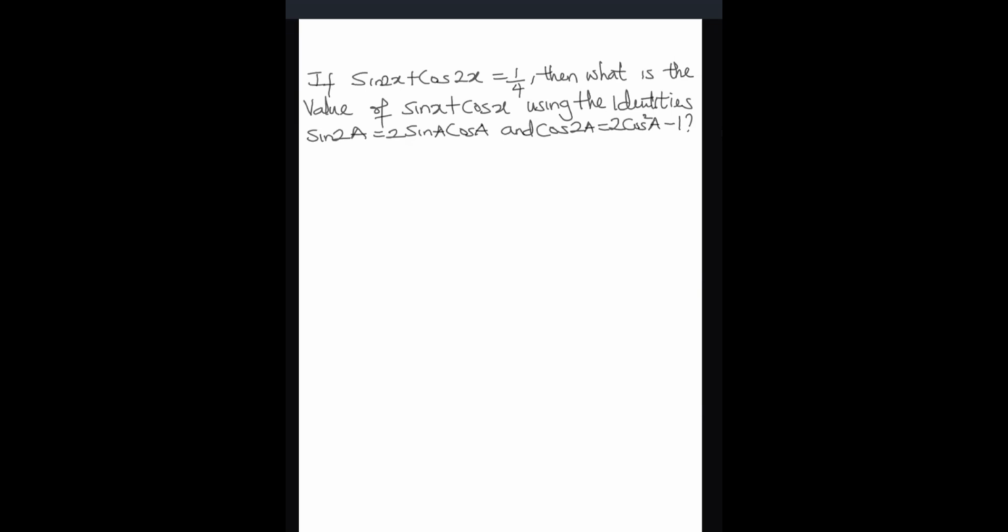Today we have an Olympiad question here that reads: if sine 2x plus cos 2x is equal to 1 over 4, then what is the value of sine x plus cos x, using the identities sine 2a is equal to 2 sine a cos a and cos 2a is equal to 2 cos square a minus 1. Now, let's look at how we go about this. It's very easy, very short, I know.